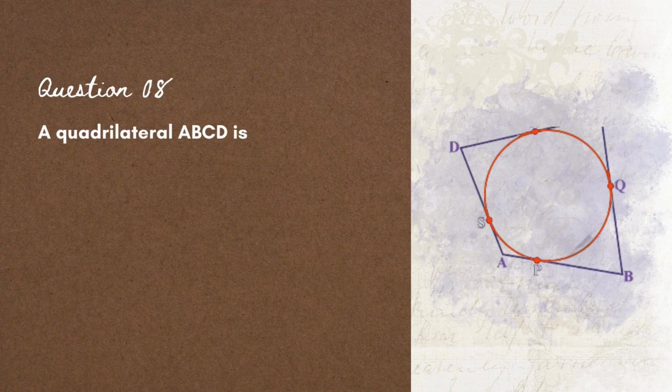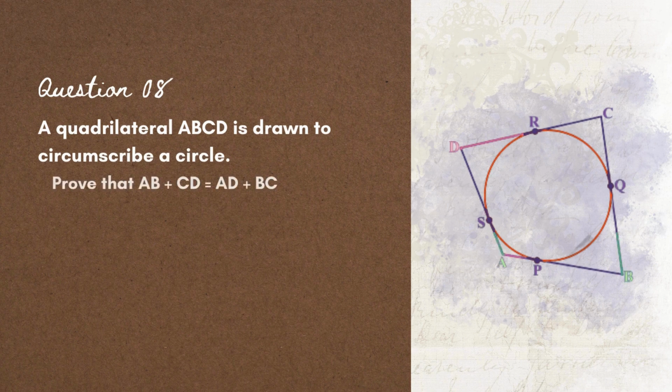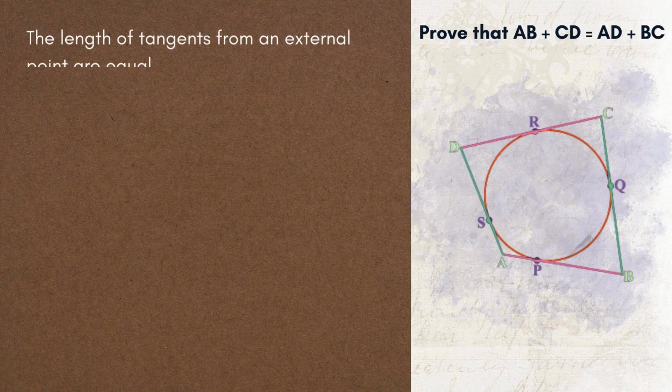Question 8. A quadrilateral ABCD is drawn to circumscribe a circle. Prove that AB plus CD is equal to AD plus BC. We know that the lengths of tangents from an external point are equal. Hence, DR is equal to DS. These are tangents from an external point D.